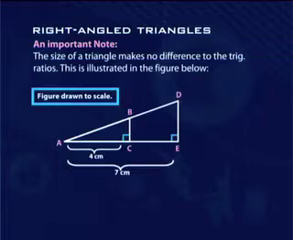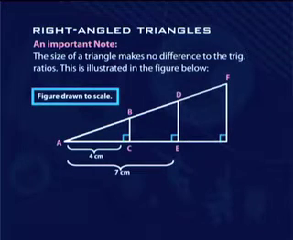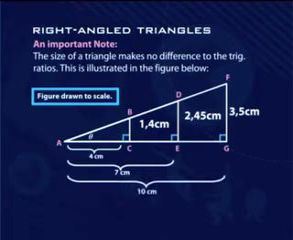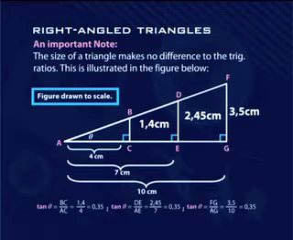The size of a triangle makes no difference to the trig ratio, and this is illustrated in the diagram below. If I'm working in triangle ABC, then tan of theta would be equal to BC over AC, since remember that tan is equal to opposite over adjacent. So therefore tan of theta would be equal to 1,4 over 4, which is equal to 0,35.